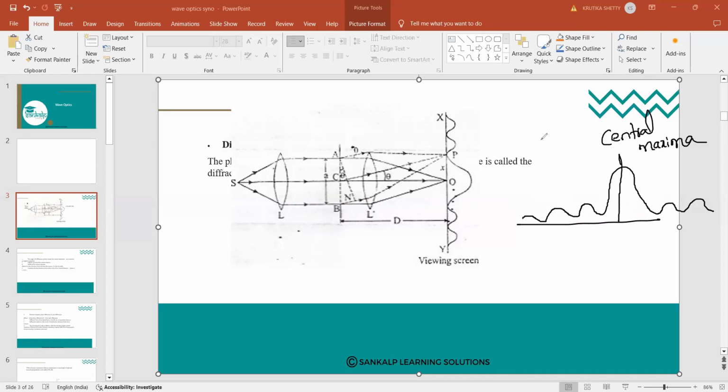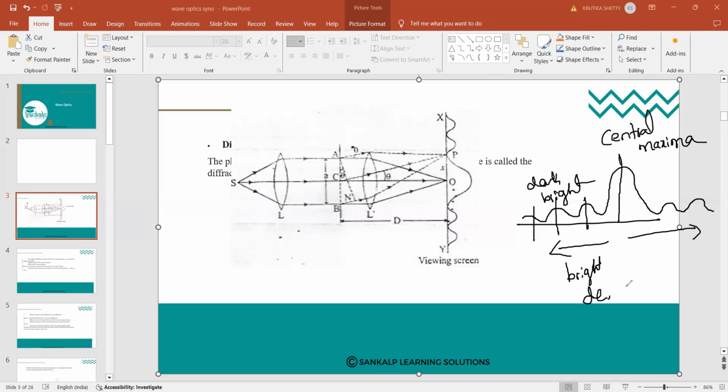Here at the side we have the alternate dark and the bright fringes. We have the alternate dark and the bright fringes. Yes, so one dark, one bright, dark, bright. On both the sides it is the same. So from the center, when you move either this side or this side, the brightness of the light is getting decreased.